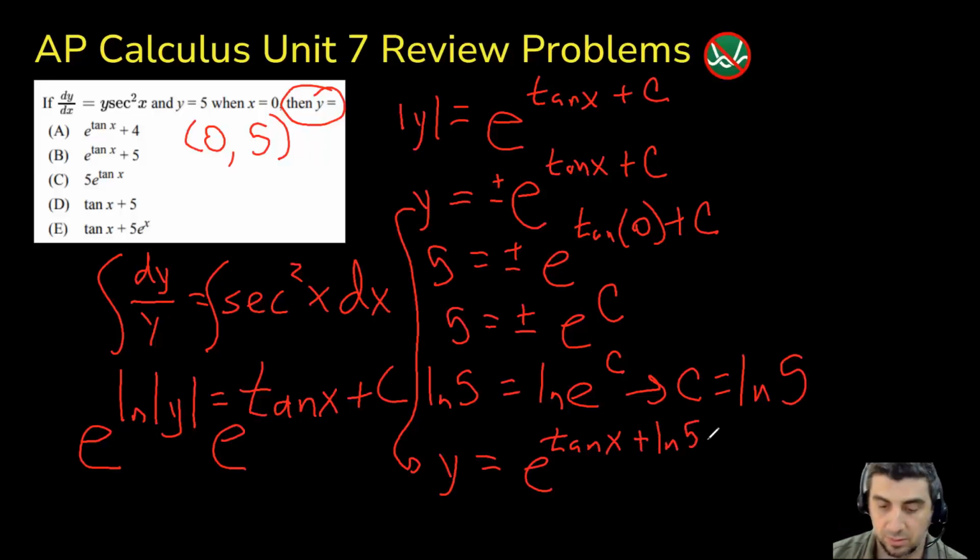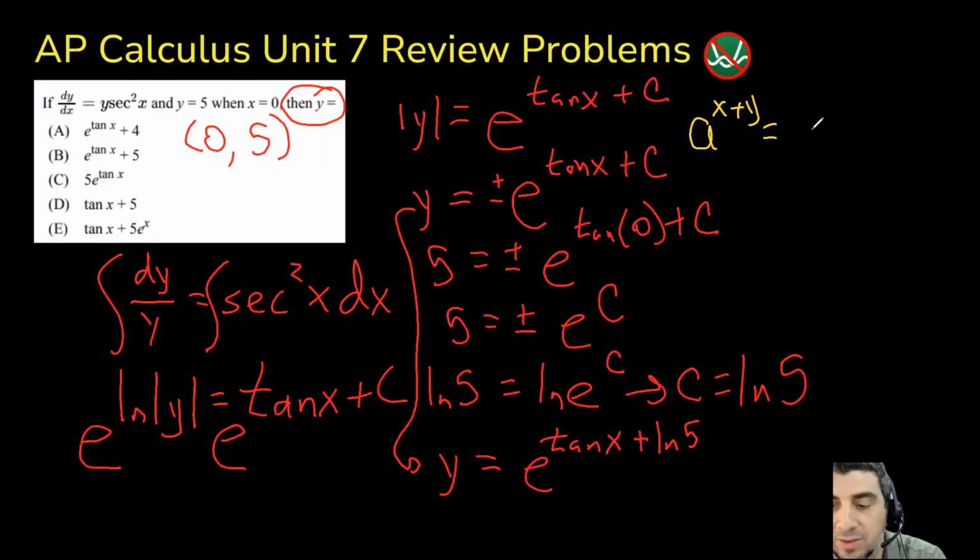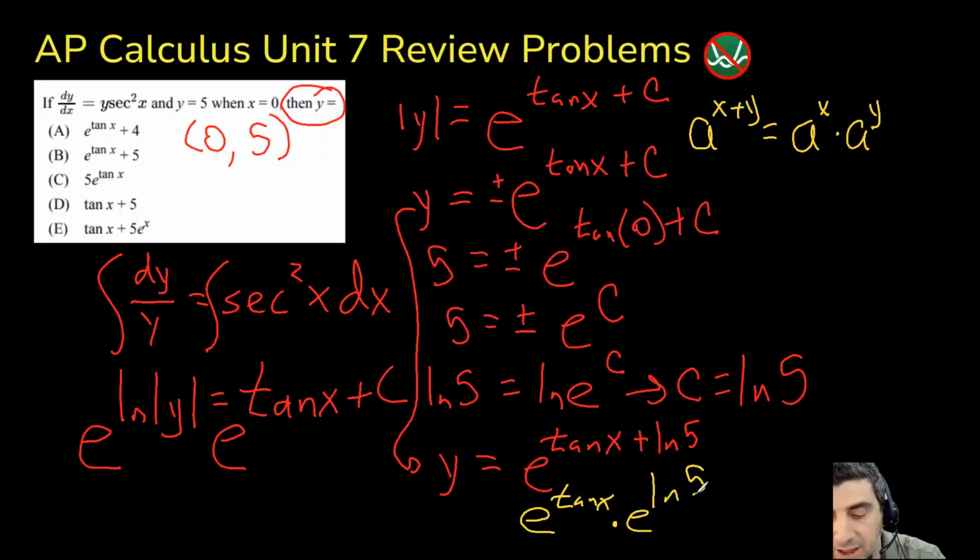And you might be wondering, well, there's no answer there that's like that. Here's the thing. If you remember from algebra, properties of exponents, if you have a to the x plus y, you can write that as a to the x times a to the y. And that's exactly what we're going to do here with the addition in the exponent. So this is going to be e to the tangent x times e to the natural log 5. That e and natural log are going to cancel, making 5 the coefficient of the e to the tangent x. That makes our final answer choice C.